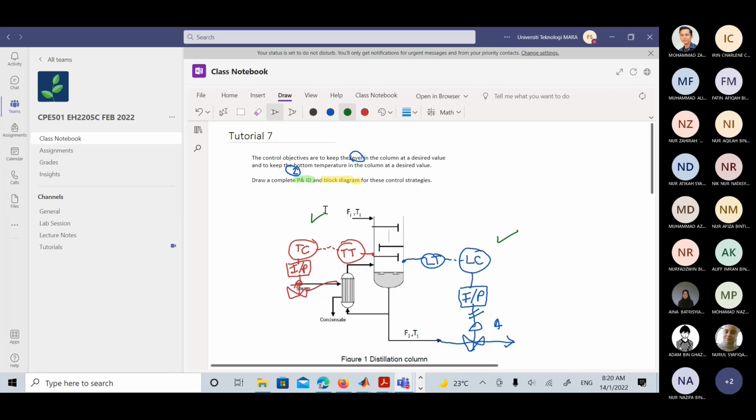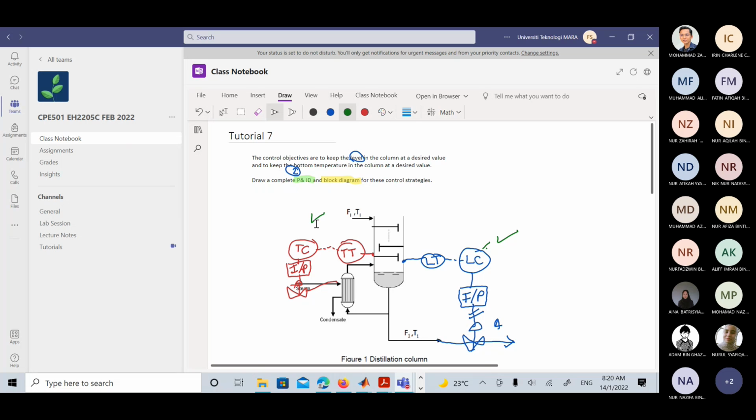Okay, so this shows you how to draw a complete PNID diagram for the above control objective. In this tutorial we have two control objectives. The first one is to control the level at its desired value, which requires a level controller, and the second one is to control the bottom temperature at set point. So we need the temperature controller in order to control the temperature at the bottom of the distillation column.